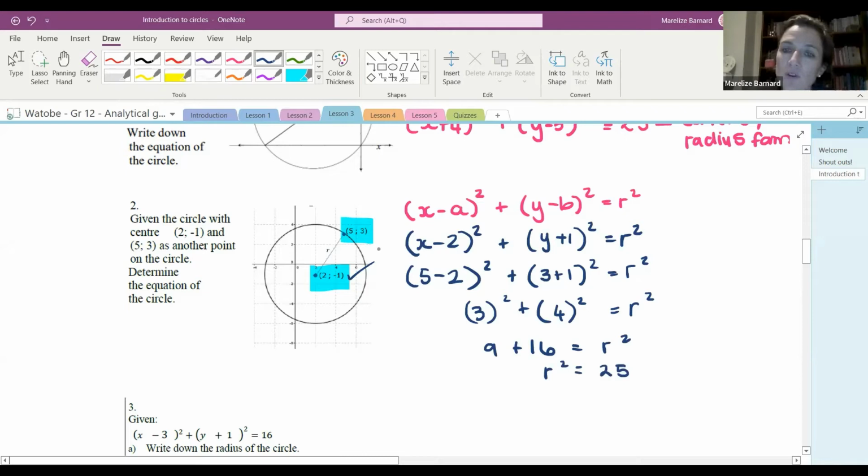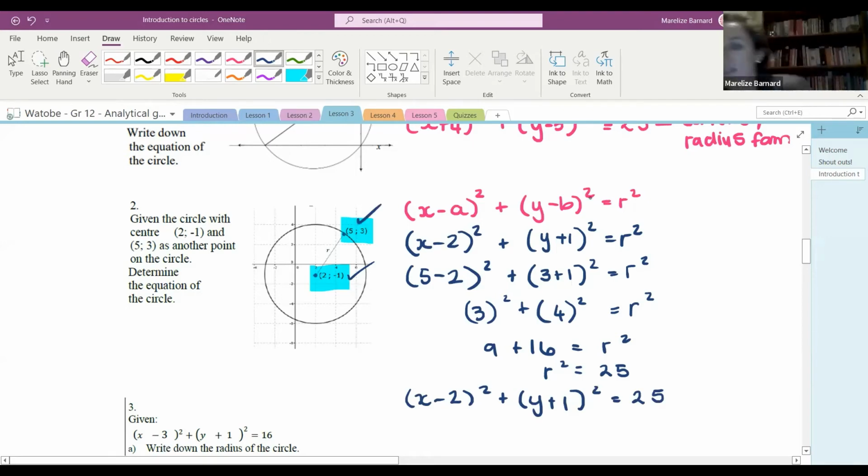Now I can put it all together and actually do my equation for my circle, which is (x - 2)² + (y + 1)² = 25. So sub in the center, sub in the other point, solve for r squared. And that's always what you need for your circle. You need your center, you need another point so that you can find what r squared is.